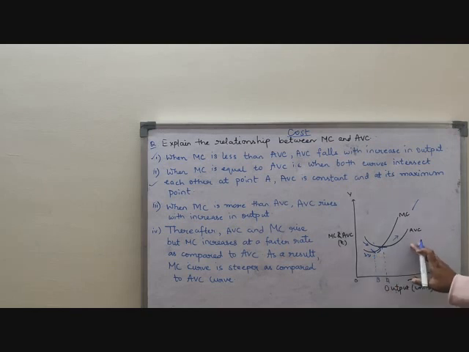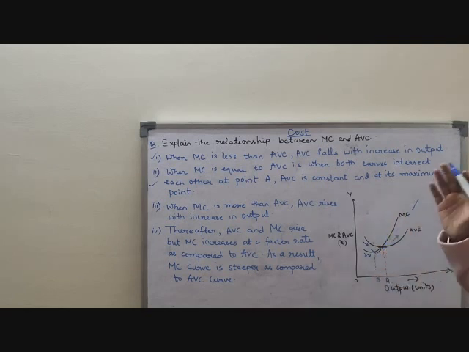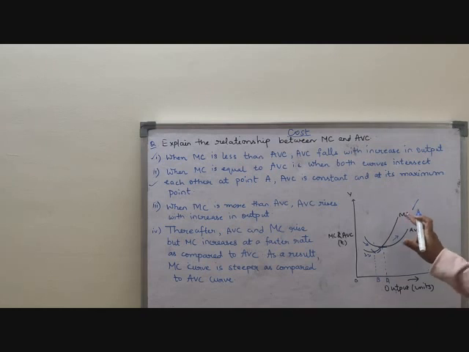After that, in this part, when both are rising, marginal cost will be more than the average variable cost. Because marginal cost will always move first. Whatever it does, it will fall more than the average variable cost when falling, and rise faster when rising. Both are rising, but marginal cost will rise faster than the average variable cost. Clear, children? I hope it is clear.